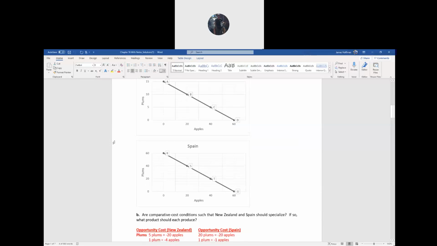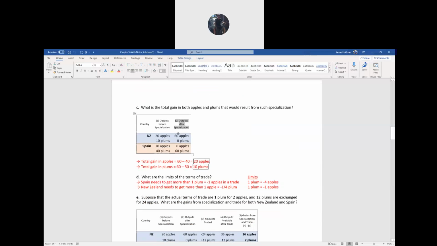So specialization means for New Zealand, 60 apples, no plums, right? And for Spain, 0 apples, 60 plums. Okay, so this is given for both countries. You determine what country is going to specialize in what, all right? And then that's here. And then just show the gain even before they make a trade. So see how we do this?